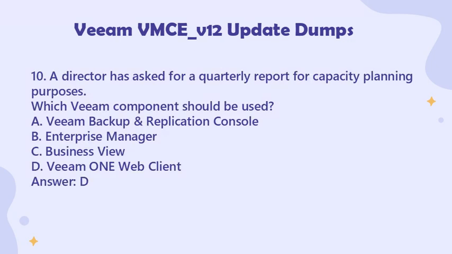10. A director has asked for a quarterly report for capacity planning purposes. Which Veeam component should be used? A. Veeam Backup and Replication Console. B. Enterprise Manager. C. Business View. D. Veeam ONE Web Client. Answer: D.